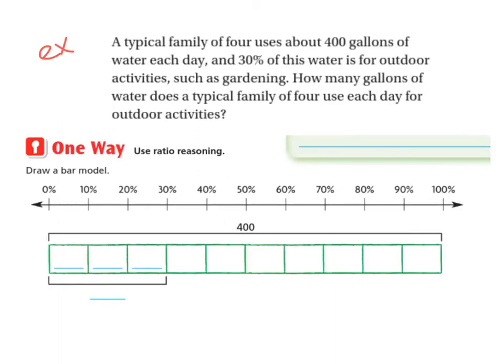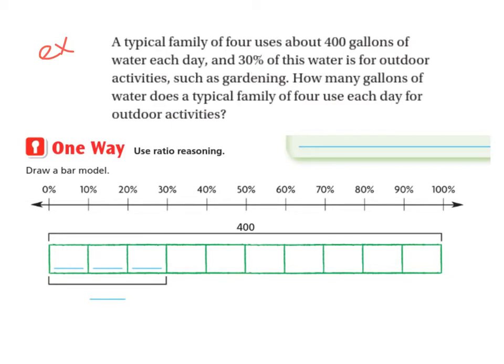Alright, so here's an example problem. Now, a typical family of 4, meaning 4 people in the house, use about 400 gallons of water each day. That's a lot of water. And 30% of that water is for outdoor activities like gardening. So how many gallons of water does a typical family of 4 each day use for outdoor activities? So they use a total of 400 gallons a day, and 30% is for outdoor activities. How many gallons is that?